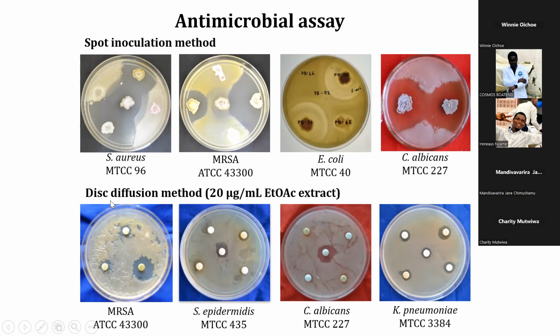And then I have done the disc diffusion method. These are small discs where you load around, how much can you load, around 40-50 microliter of your sample. That is the extract that I have shown in the previous slide. So you just put the extract and let the test organism grow. And here we can see that there is a big zone of inhibition, meaning this extract is not allowing the MRSA to grow here.